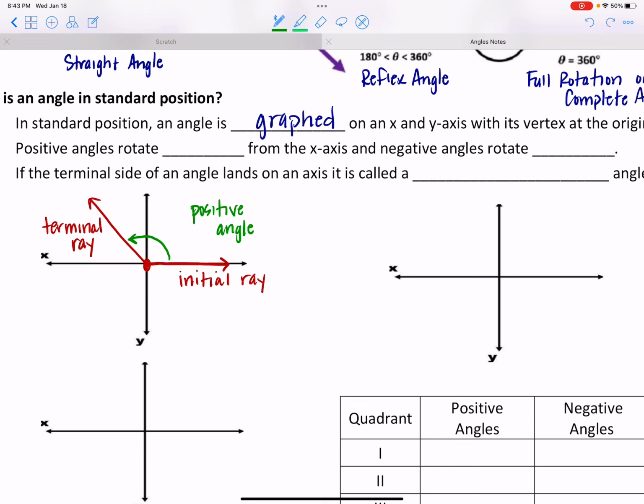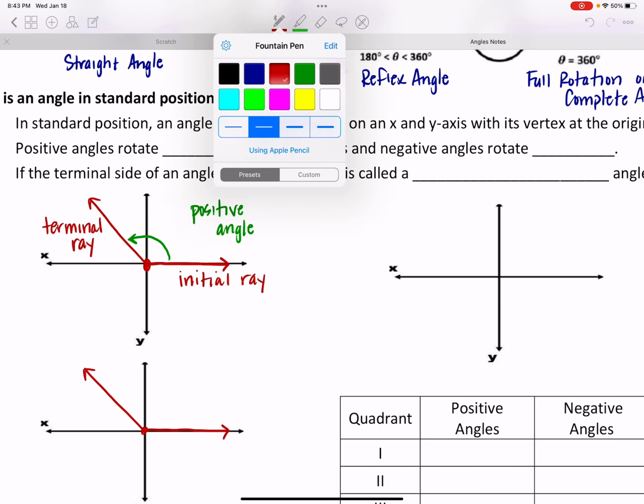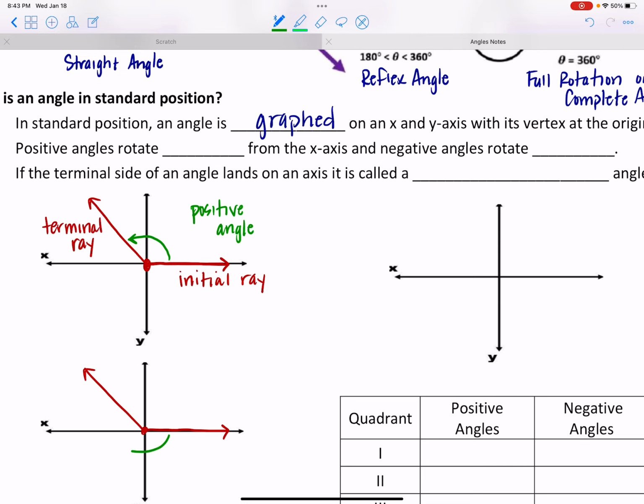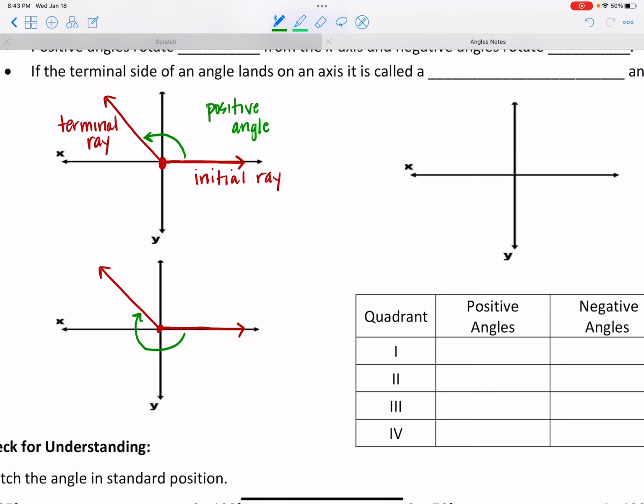Okay, now, if we do the same thing, let's put our initial ray, we're always going to do that on the positive part of the x-axis, and then we make our terminal ray, the terminal side of our angle here again. But instead of rotating up to get there, if we rotate down to get there, then that would be a negative angle. And that would be a reflex angle because it's going 90 and then 180 and then a little bit beyond that. So this would be a negative rotation, so a negative angle.